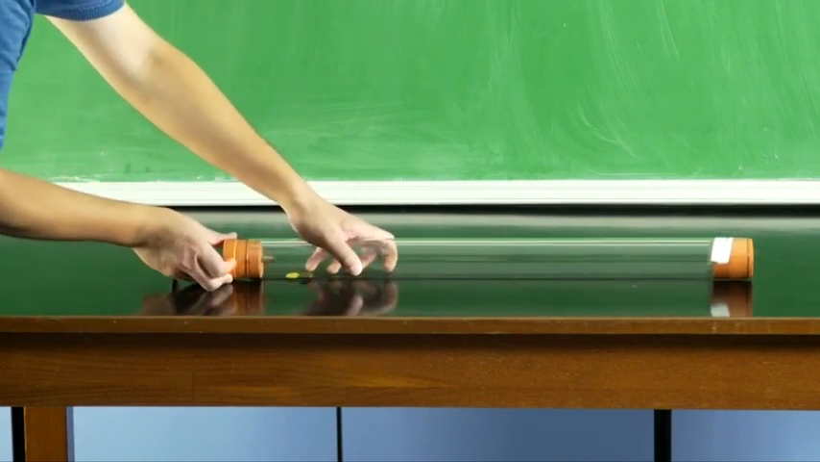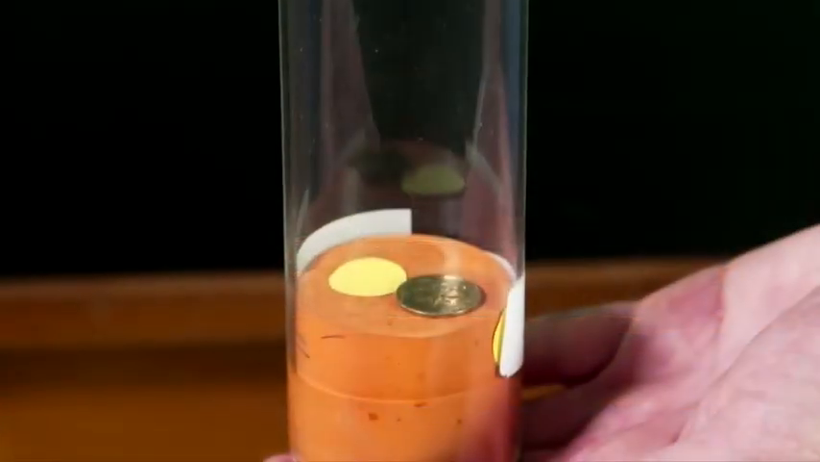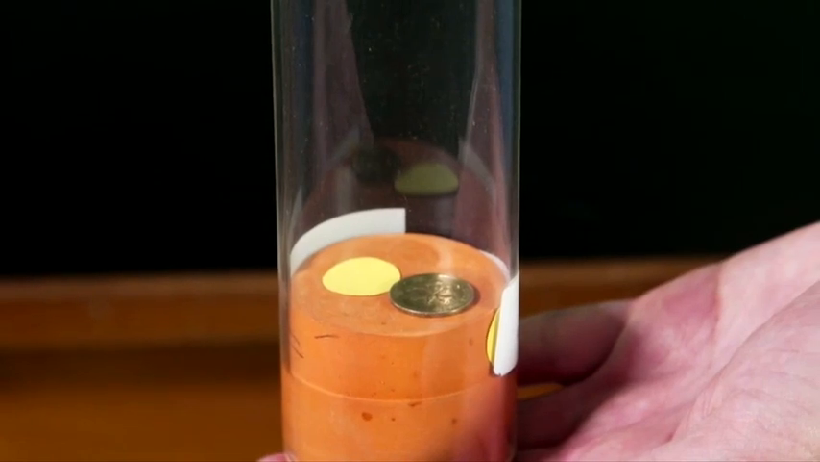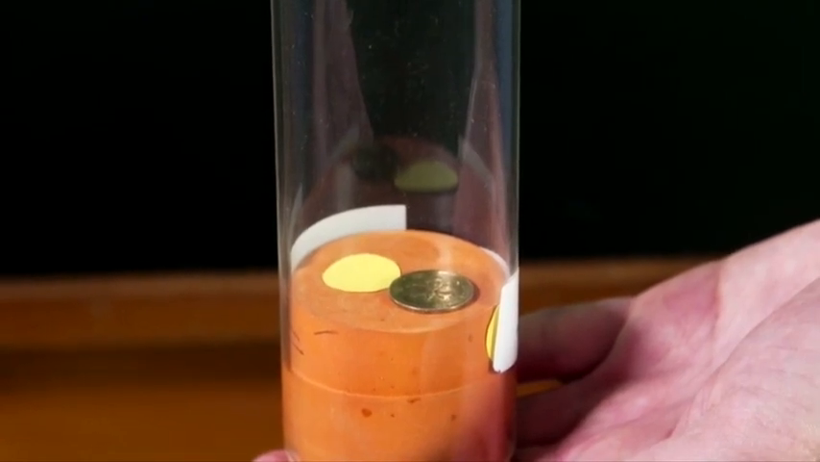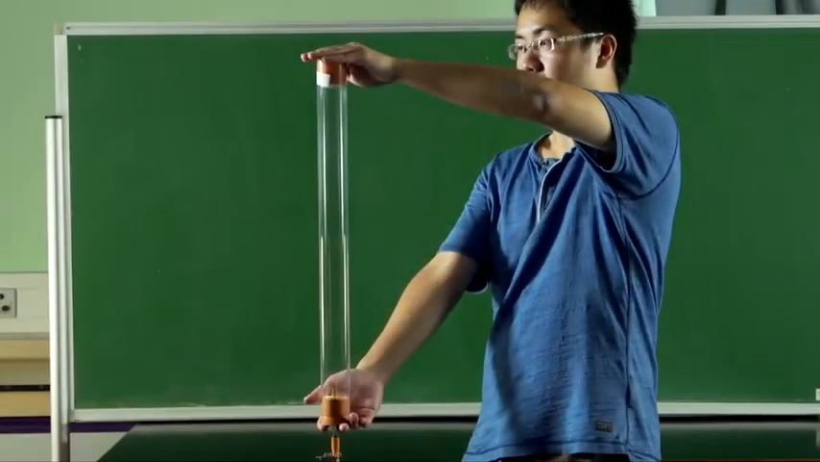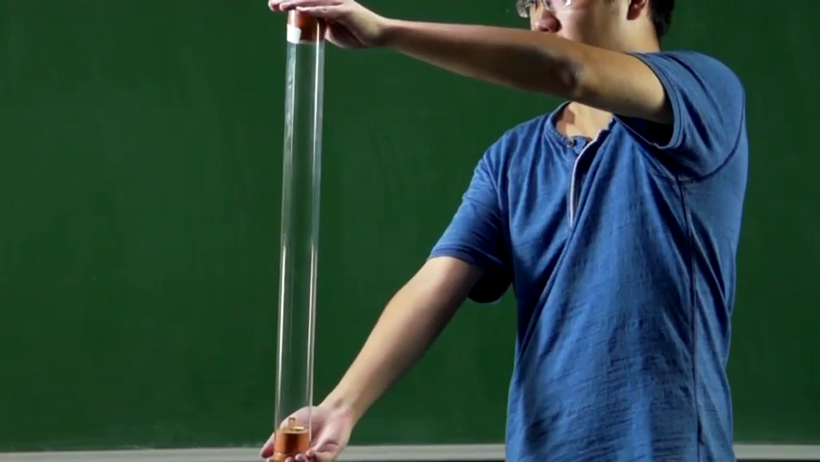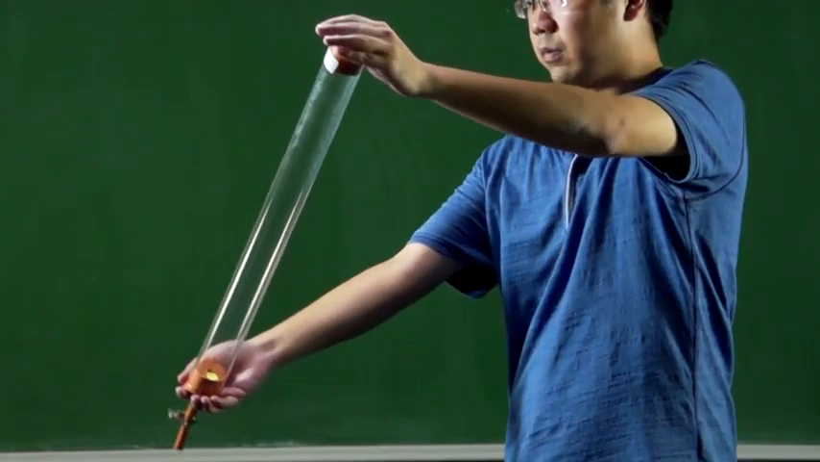Stopper the tube. Hold the tube vertically so that the coin and the paper disc lie flat on the stopper. Invert the tube quickly. Note the falling motion of the coin and the paper disc.